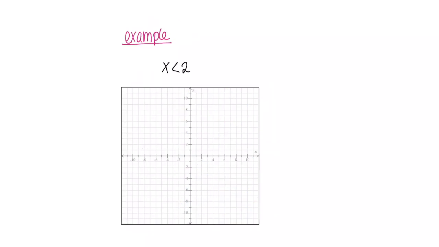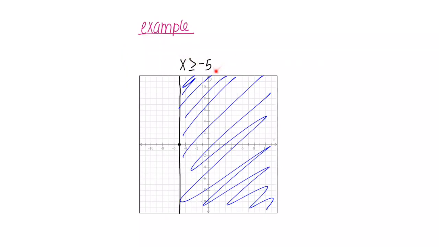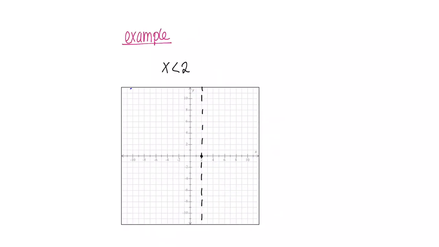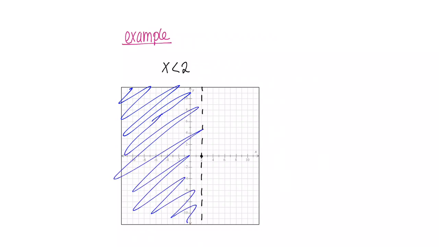If you have x less than 2, go to 2 on the x-axis. This is a vertical line. There's no underline on our inequality symbol, so this is going to be a dashed line. And then we're shading the x values that are less than 2. So that's going to be these guys over here. And it actually points in the direction that you should be shading. So it says shade to the left. And then over here, it points to the right way that you shade. And that's it. It's done. So we'll just do one more for good measure.